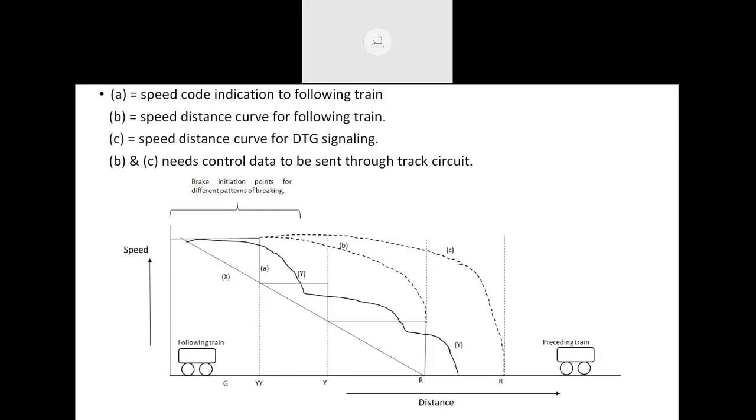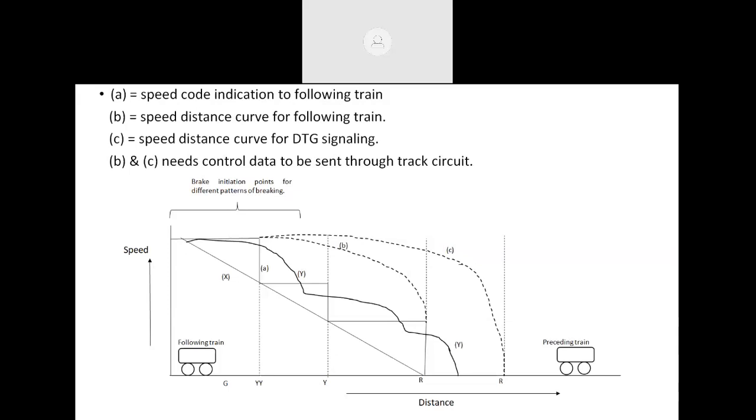Then if you transmit the distance where you are supposed to stop, and you can calculate the braking curve, then that is the curve B. You can see the application of brake is a little later, delayed, in curve B, and he comes smoothly to the first R.